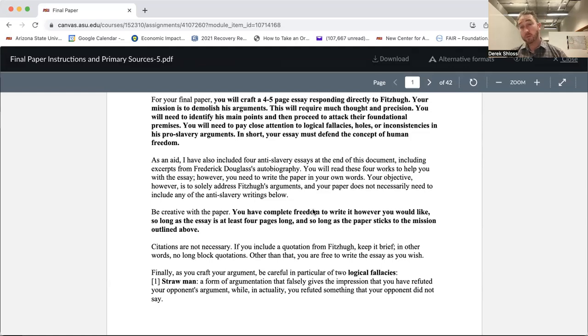And besides the pro-slavery primary sources by George Fitzhugh, I've given you some anti-slavery primary sources written by, I think one of them is William Lloyd Garrison.